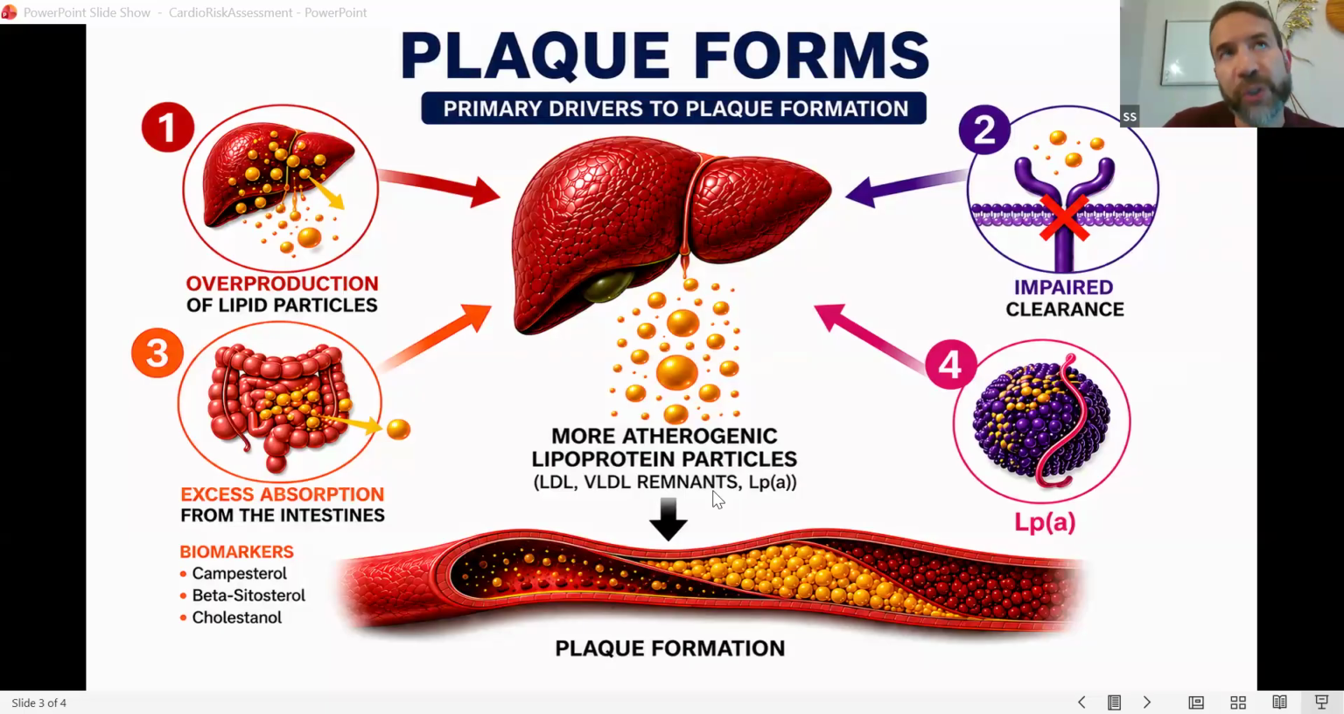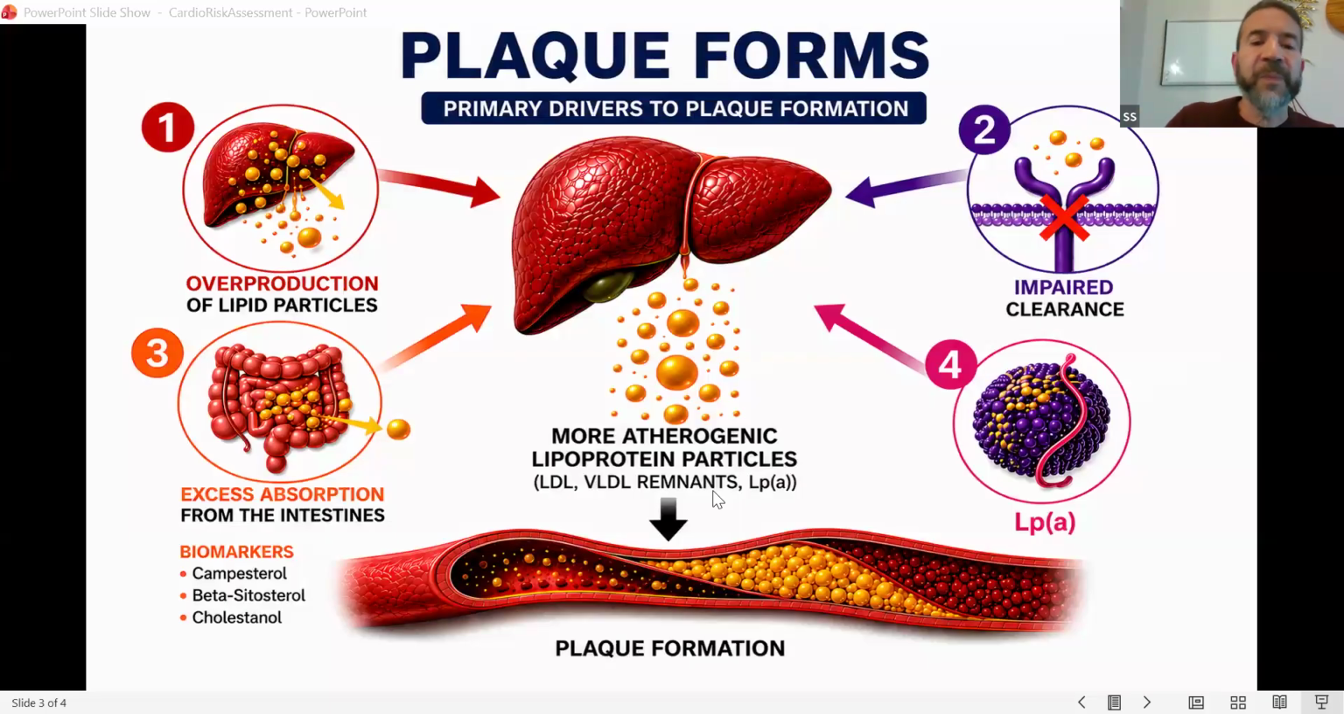So the goal is not to eliminate production. The goal is for clearance to keep pace with production so that ApoB particles do not accumulate. So the question comes to mind, why does the liver need to produce these lipid particles? The answer is simply because the liver needs to export fats in the form of cholesterol or triglycerides to avoid fat accumulation. And by avoiding fat accumulation, it avoids what's called fatty liver disease.